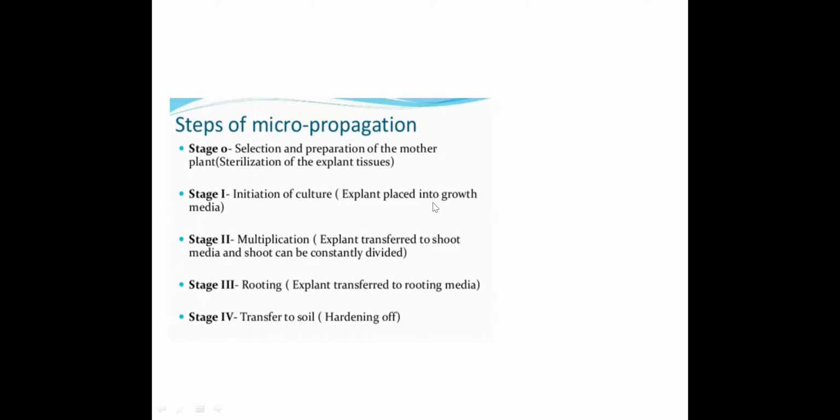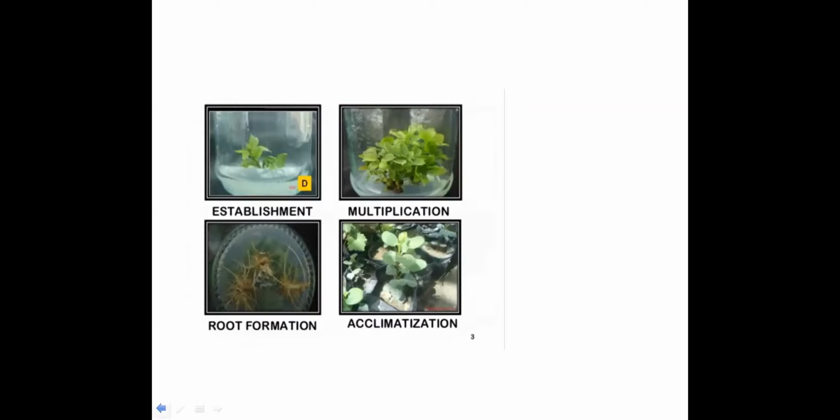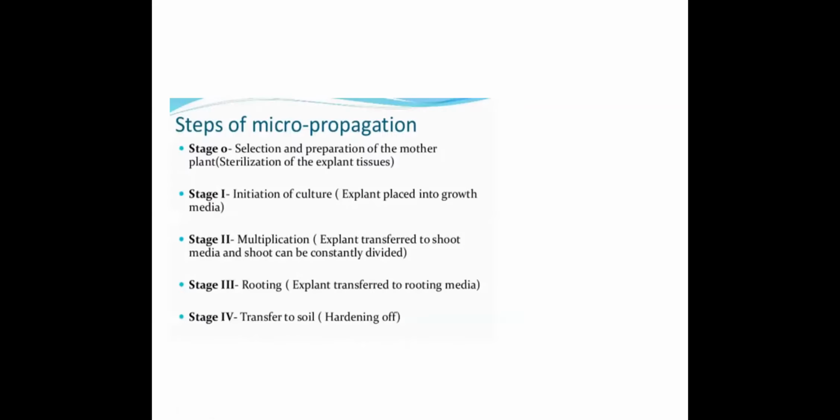Stage 1, initiation, that is what is called establishment. Explant placed into growth media. Stage 2 is multiplication. Explant transferred to shoot media, and shoots can be multiplied. So you get a lot of shoots, what you see here in this slide. That is called multiplication.